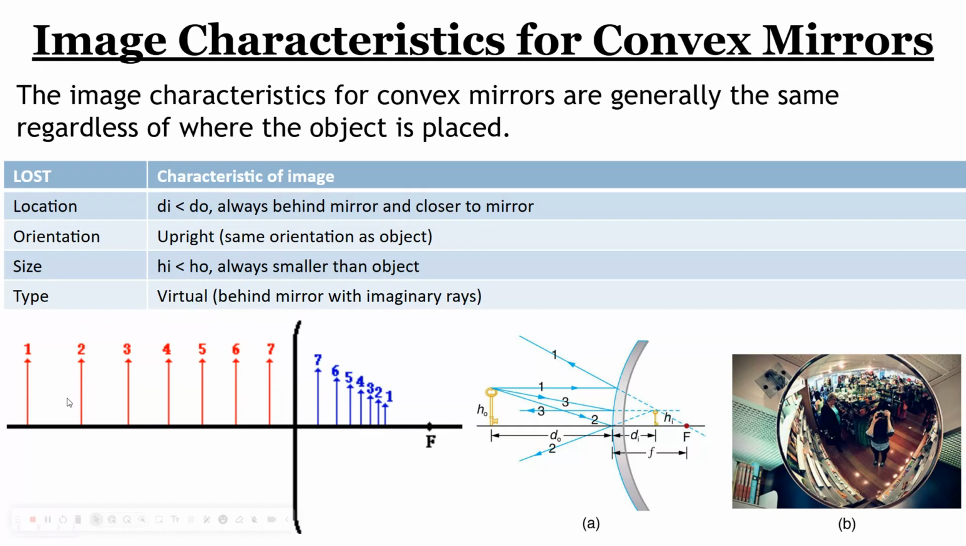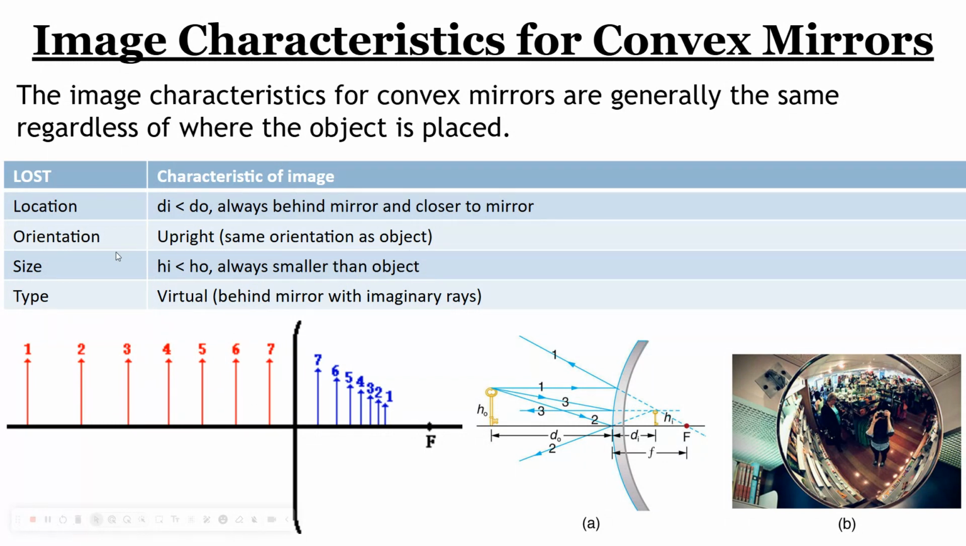So if you look at object number 1 here, its image is over here. You'll see it's smaller and upright and a bit closer to the mirror. If you look at object number 2, its image is over here. Again, smaller than 2, still upright, closer to the mirror than 2. If you look at object number 3, the image is here. Smaller than 3, upright, closer to the mirror than object 3.